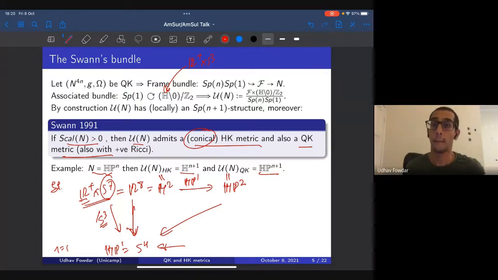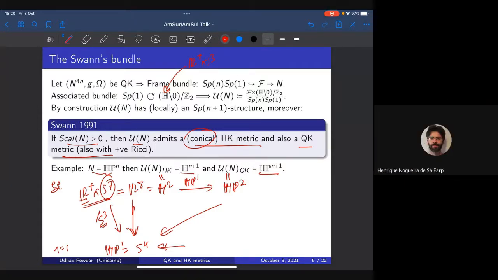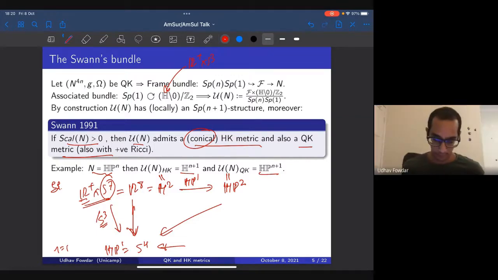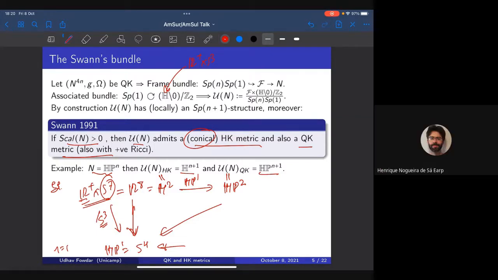Yes. How exactly do you get the role of the scalar curvature? Why does this sign affect things? Do you have some sort of Bochner formula?